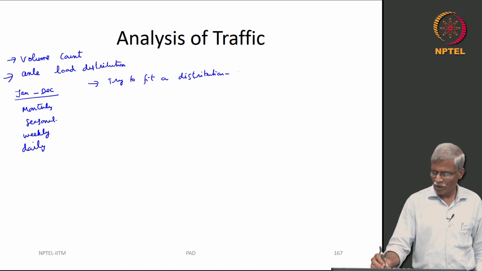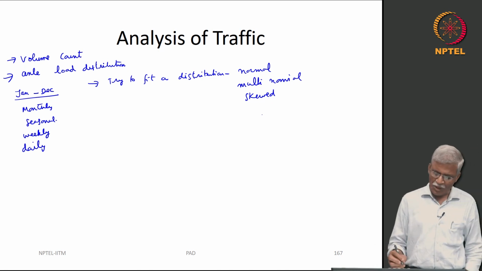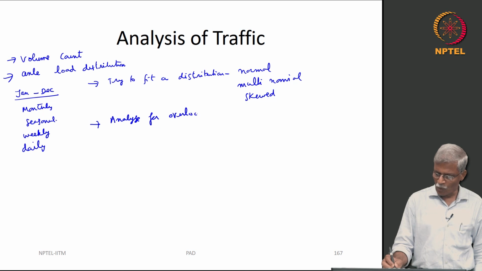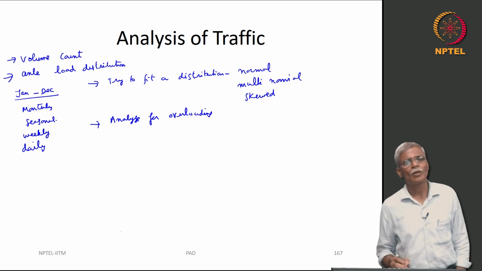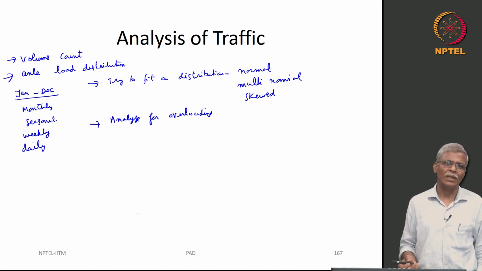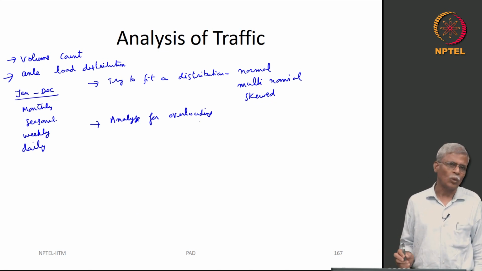So, it can be a normal distribution, it can be multinomial, two normal distributions, it can be some skewed distributions and so on. Then what you can actually do is you can also look at the data and analyze for overloading. Because when you get the axial load data and you analyze, you will be able to see that there are some trucks that are overloaded.